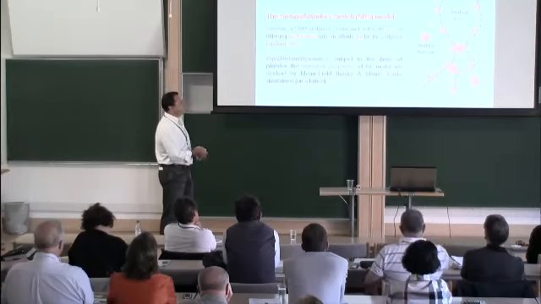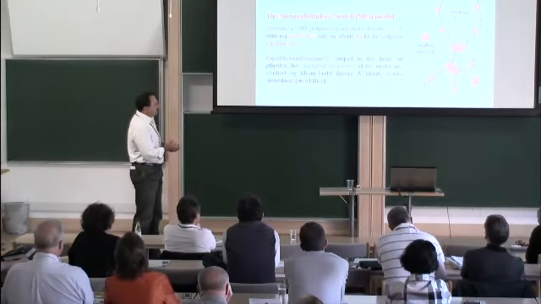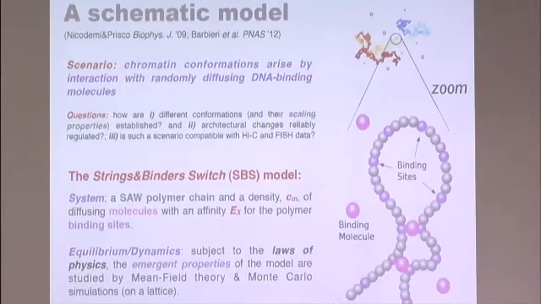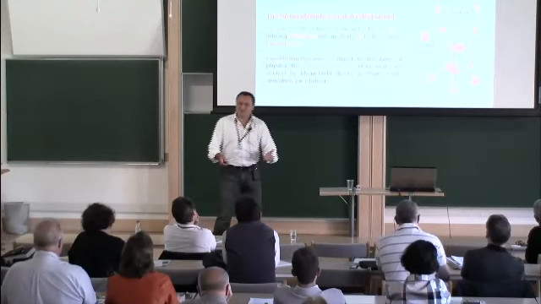We call this the strings and binders model. This is a standard model of polymer physics, where the string is a self-avoiding walk chain, and along the self-avoiding walk you have binding sites for diffusing factors. And that's it. This stupid model is of course a dramatic simplification with respect to real nuclei. In real nuclei, you have different kinds of binding sites and different kinds of binding factors. You have crowding effects, which are important, of course. But this system is simple enough to be fully explored, as you know, in polymer physics.